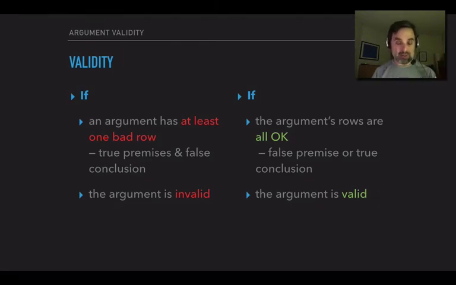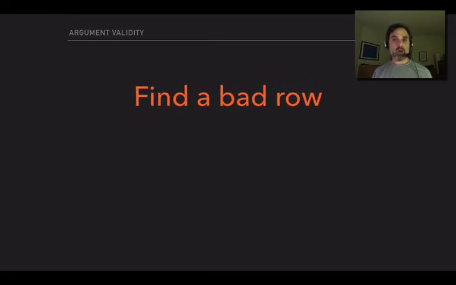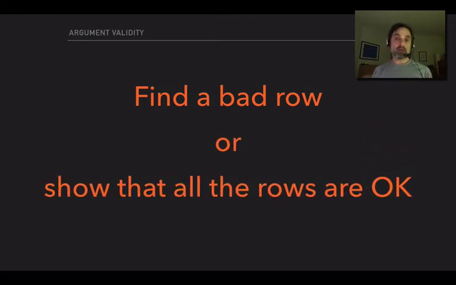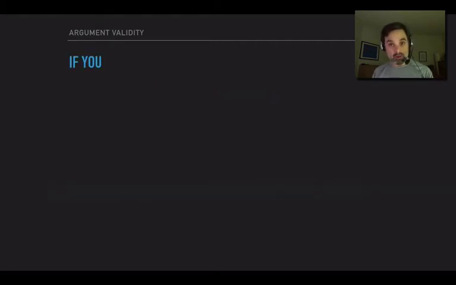Either there's a counterexample or there isn't. Either there's a bad row or all the rows are okay. If there's a bad row, invalid. If all the rows are okay, valid. Okay, so that's the way in which we're going to be thinking. Either we're going to find a bad row, or we're going to find that all the rows are okay. And we do one of those two things, and that's how we figure out that the argument is either invalid or valid.